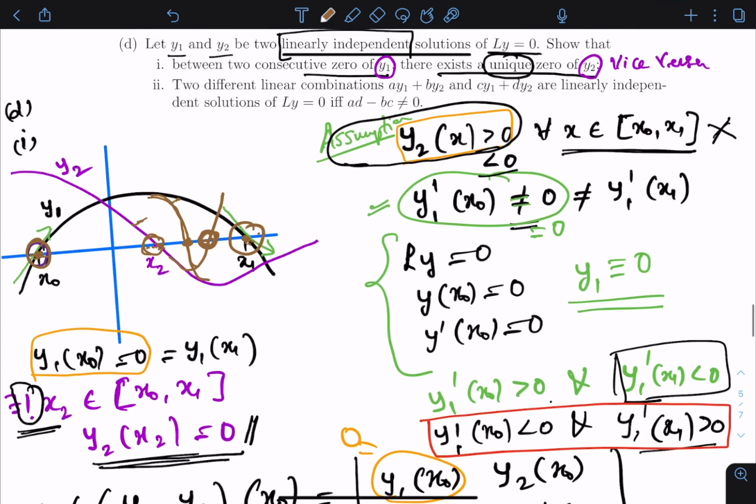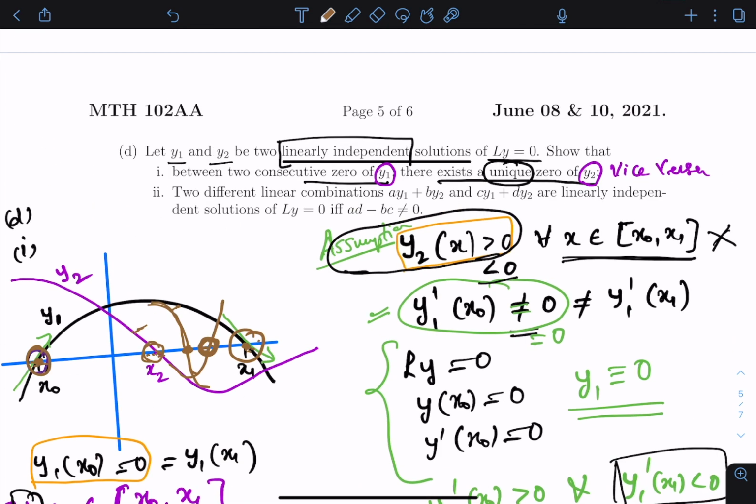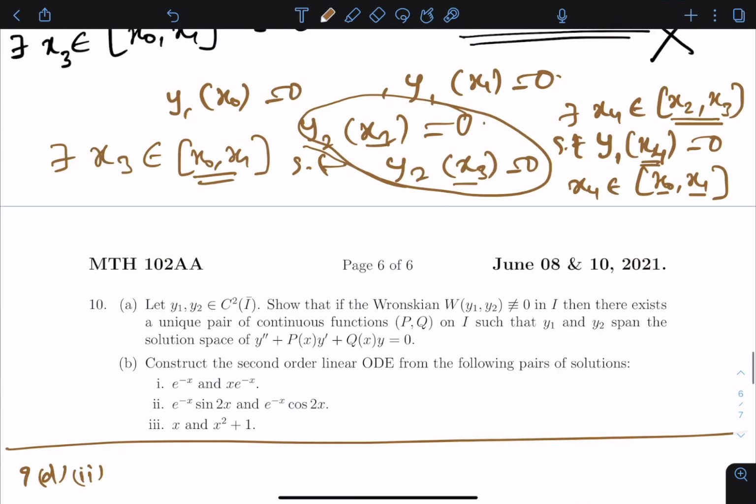So this is 9D2. What is the 9D2 statement? It's telling you that if you take two different linear combinations of this linearly independent solution here, then they themselves are linearly independent solutions of the homogeneous equation as long as AD minus BC is non-zero. So how do you prove that?